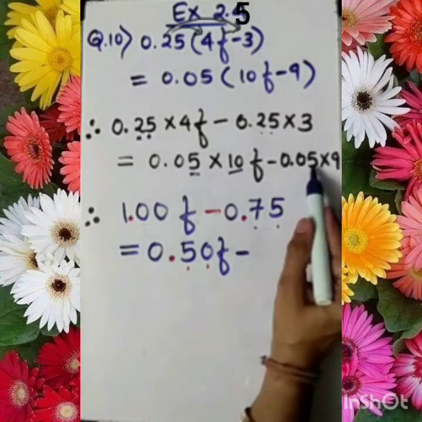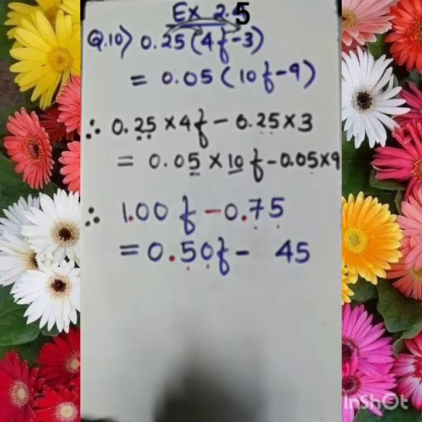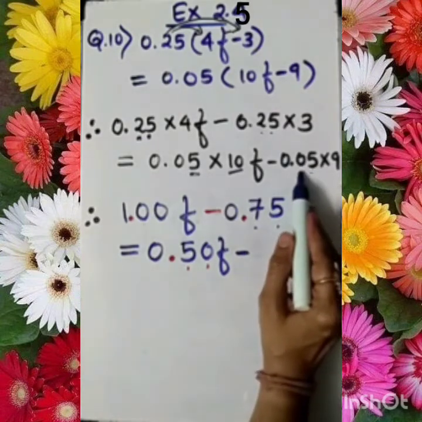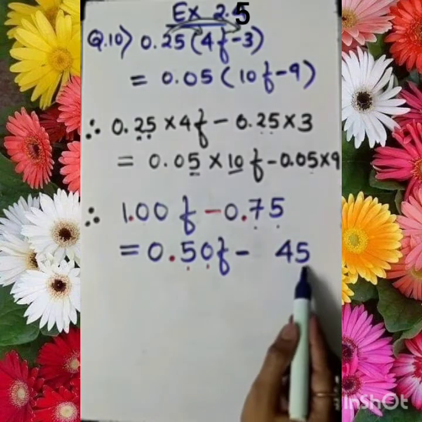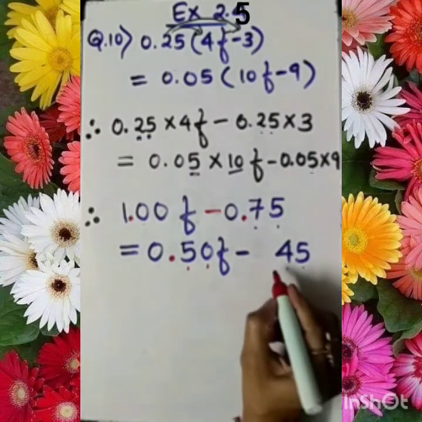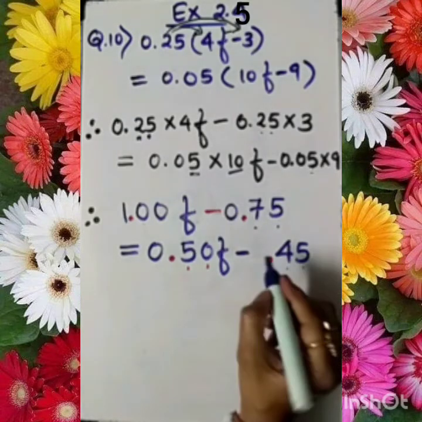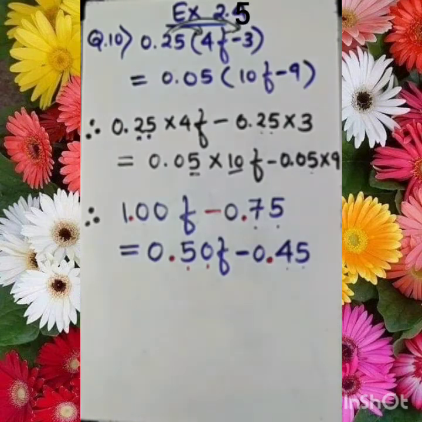Minus 5 times 9 is 45. Easy. But after the decimal here there are 2 digits, so I need to shift 2 digits from this side. So my decimal will be here. So I need to write 0.45. Clear to you? So this is the simplification.